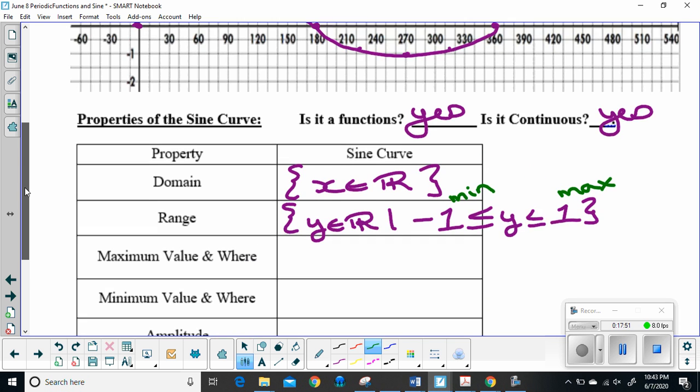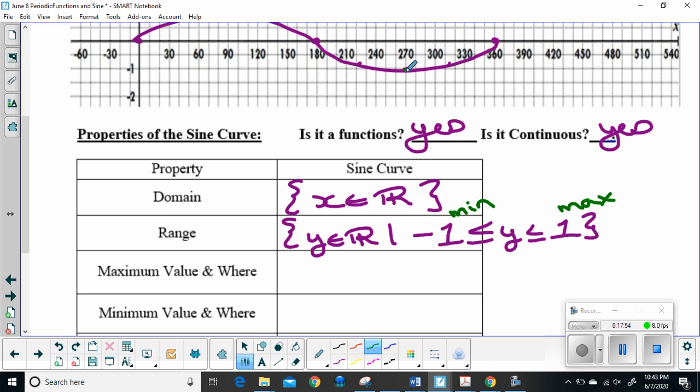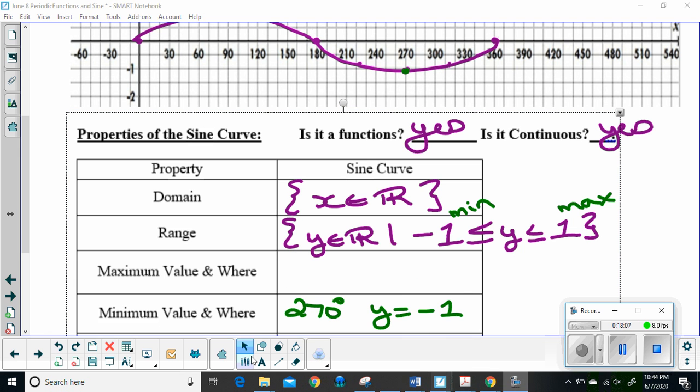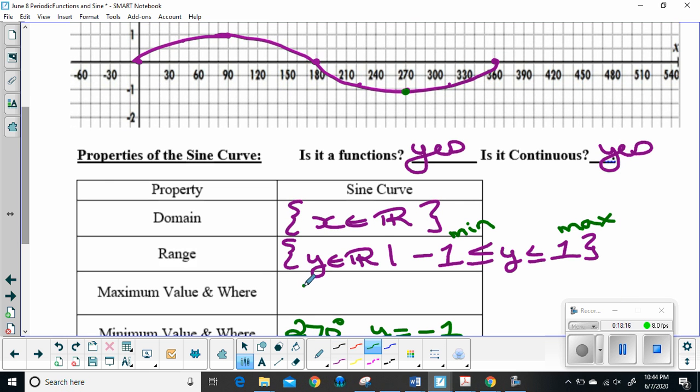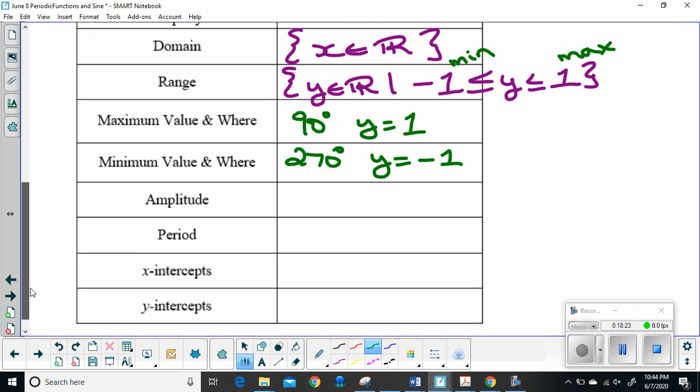Our minimum value is at negative 1. So there's 270. So at 270 degrees, y is equal to negative 1. Okay, so that was your minimum. Our maximum, we can see, is happening at 90 and 1. So when x is equal to 90 degrees, y is equal to positive 1, so that's our maximum value. And again, it keeps repeating.